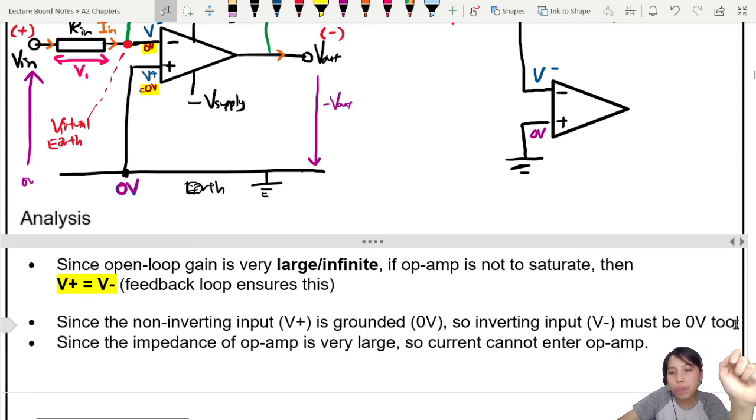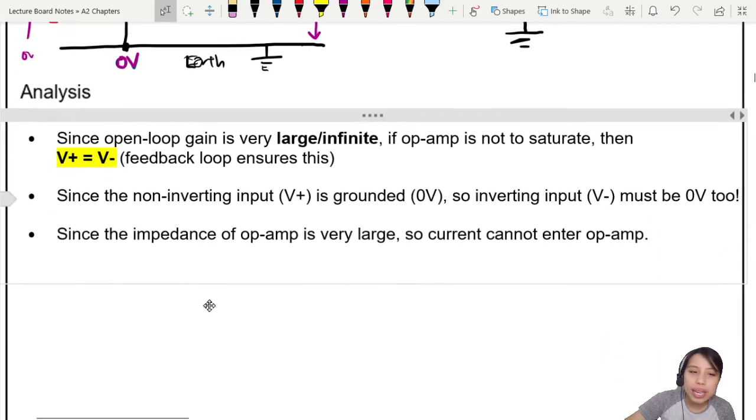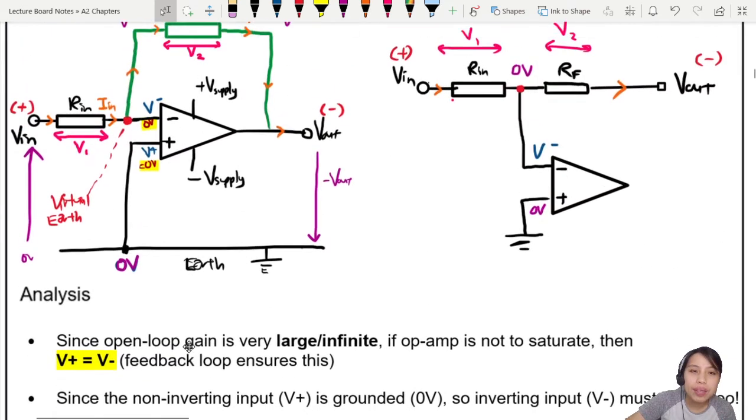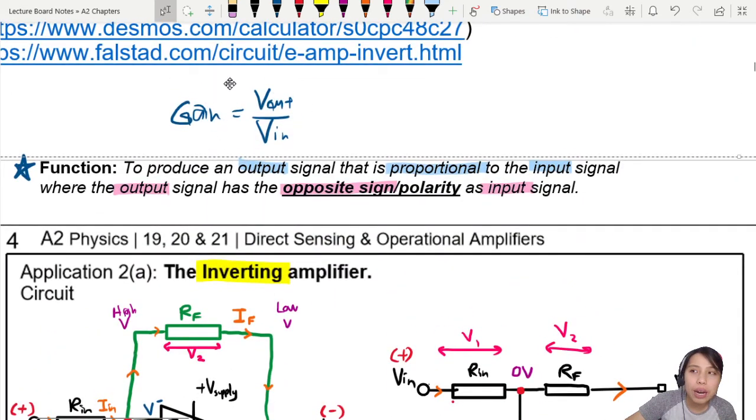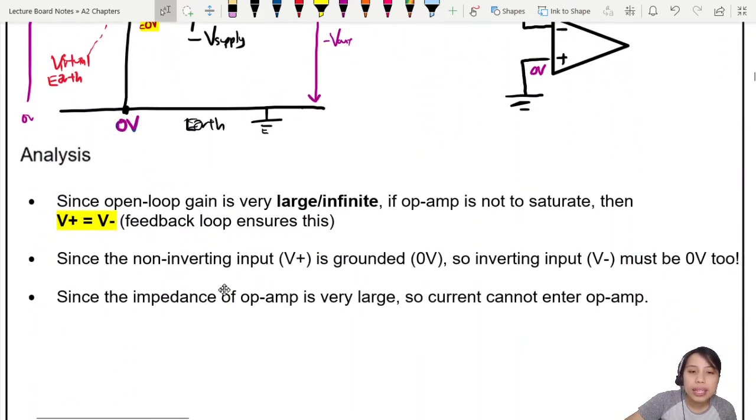Remember these 3 points. These are the main things, and they will ask you to define virtual earth with these 3 points. So you must know what these things are. If you don't understand them, just memorize this for now. It'll be okay. From here, we can start an equation already. To derive the gain, remember what is gain? V out over V in. That's our ultimate goal. Can we find the gain of this circuit?